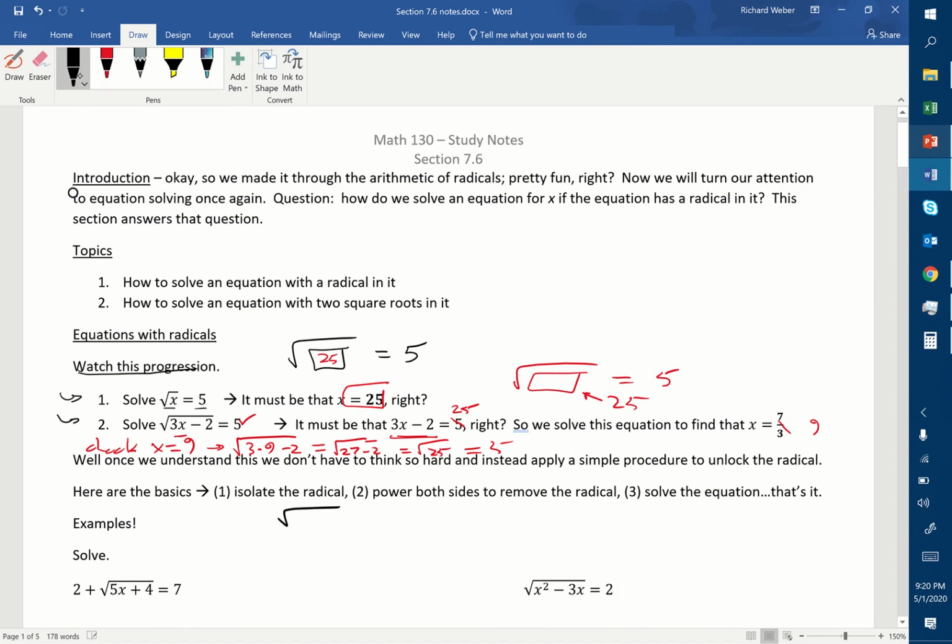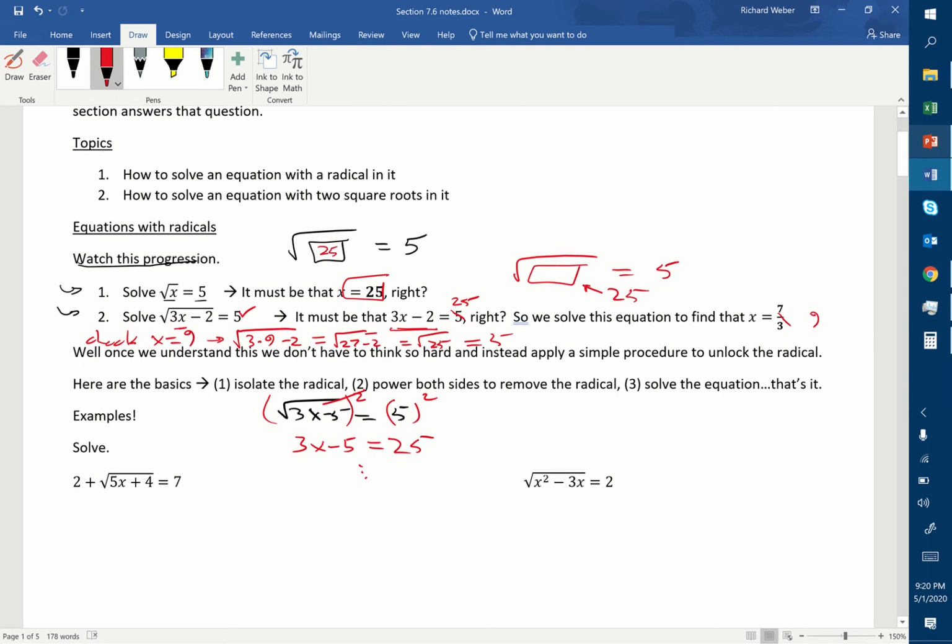If I had this problem, the square root of 3x minus 5 is equal to 5, right? The mechanics are, you don't have to think like, oh, that's got to be 25. Instead, what you do is you square both sides. And that releases, square root and square cancel. It releases these guys out from under the house, and off you go to the races. You want to try it? Okay. Here's a couple problems to try. You can pause, and I'll get back to you.